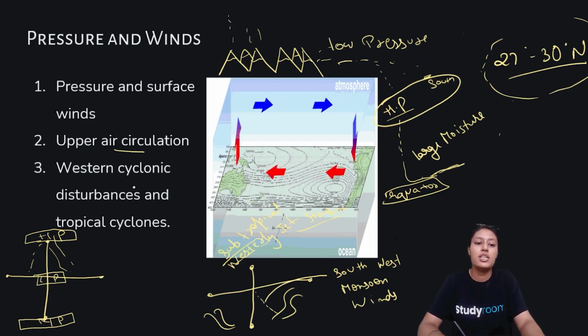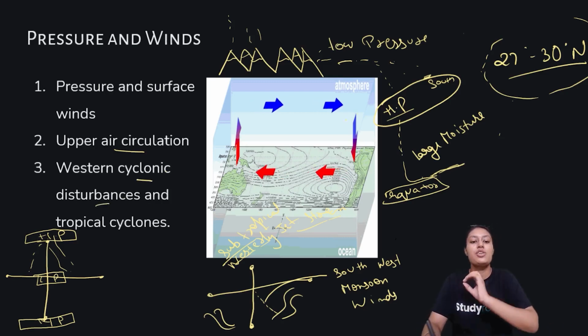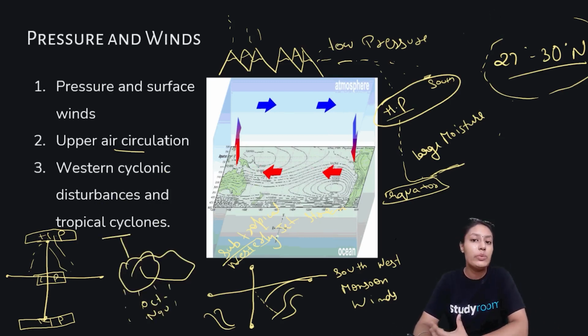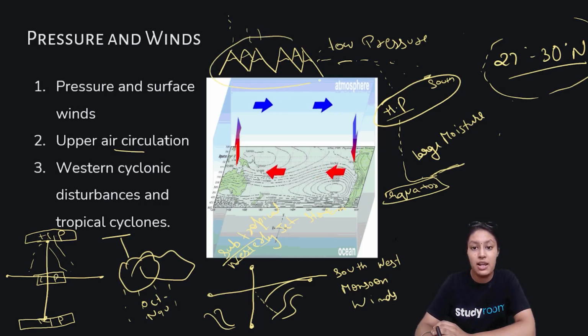Now we'll understand western cyclonic disturbances and tropical cyclones. Western cyclonic disturbance means winds which are coming towards the Mediterranean Sea, because the Mediterranean Sea is in the west. So these are winds coming towards the Mediterranean Sea. And where do they affect in India? They come to the northern Himalayan region, and this leads to affecting or influencing the weather and climate.